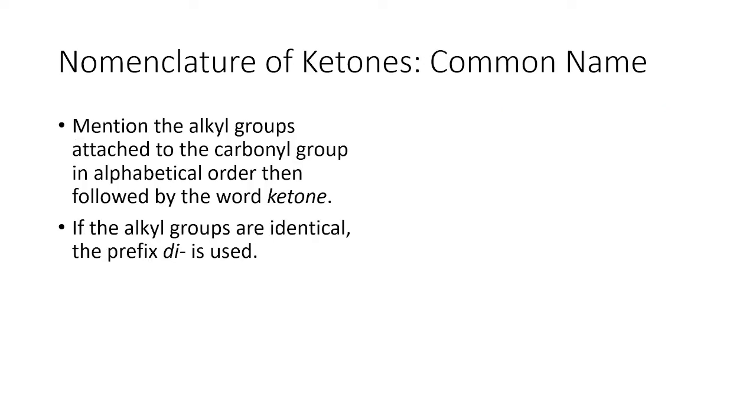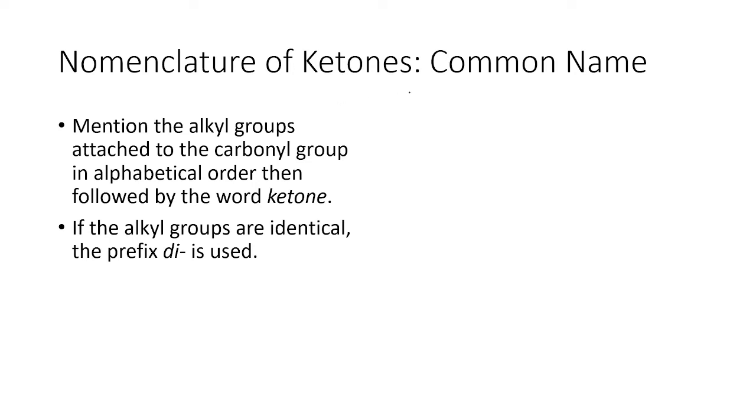And for the ketones, ito yung bin-breakdown ko yung IUPAC name. Pero start muna tayo sa ating common name. For naming our ketones using the common name, we just need to mention the alkyl groups attached to the carbonyl group in alphabetical order, then followed by the word ketone. So if alkyl groups are identical, we will be using the prefix di. So that is the system.